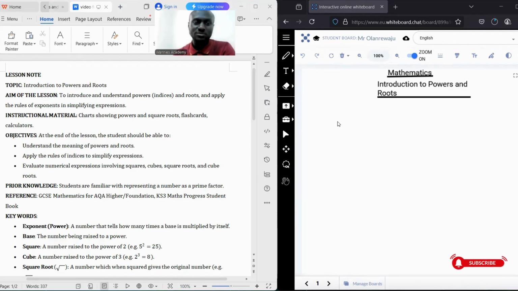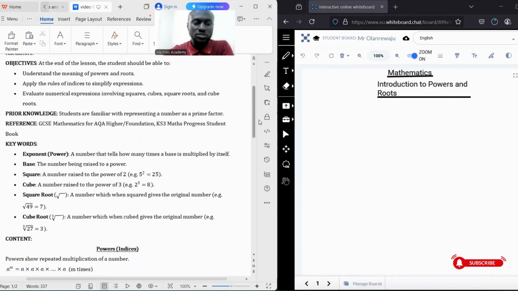So therefore, the objective for today's lesson is that at the end of the lesson, you should be able to: 1. Understand the meaning of powers and roots. 2. Apply the rules of indices to simplify expressions. 3. Evaluate numerical expressions involving squares, cubes, square roots, and cube roots.